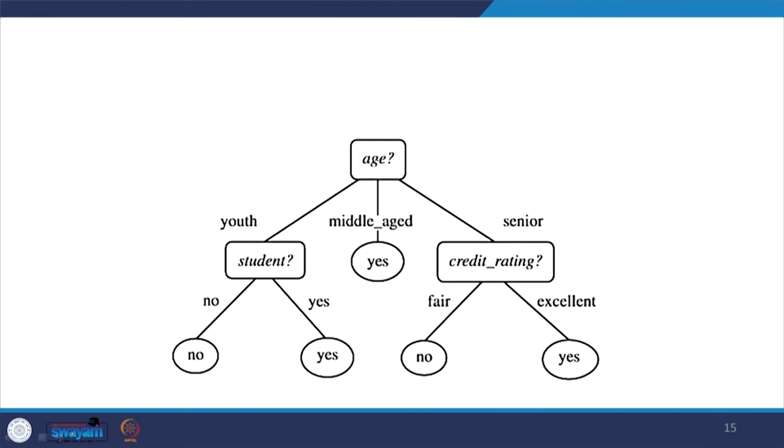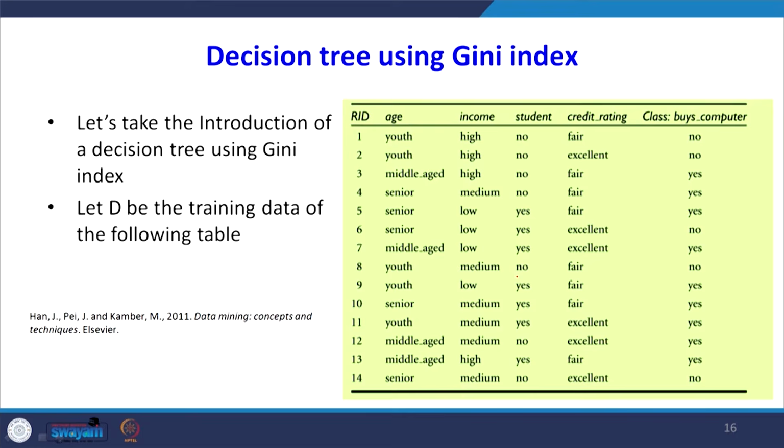So, that age is taken as the splitting variable. Then there are remaining other variables, for example, student, credit rating and so on. So, out of these again you have to find out the gain ratio. Out of this, the one giving the maximum gain ratio should be taken as the splitting criterion. Next we will go to another criterion for choosing the attributes, that is Gini index.